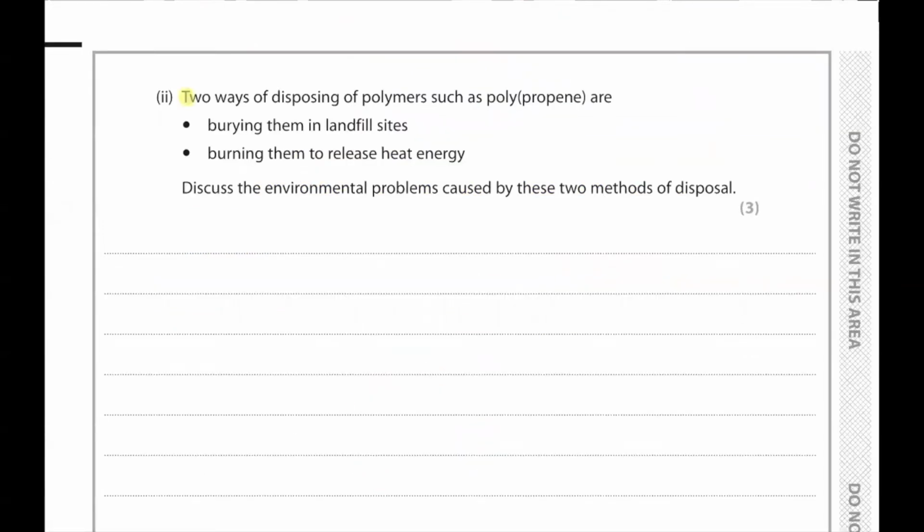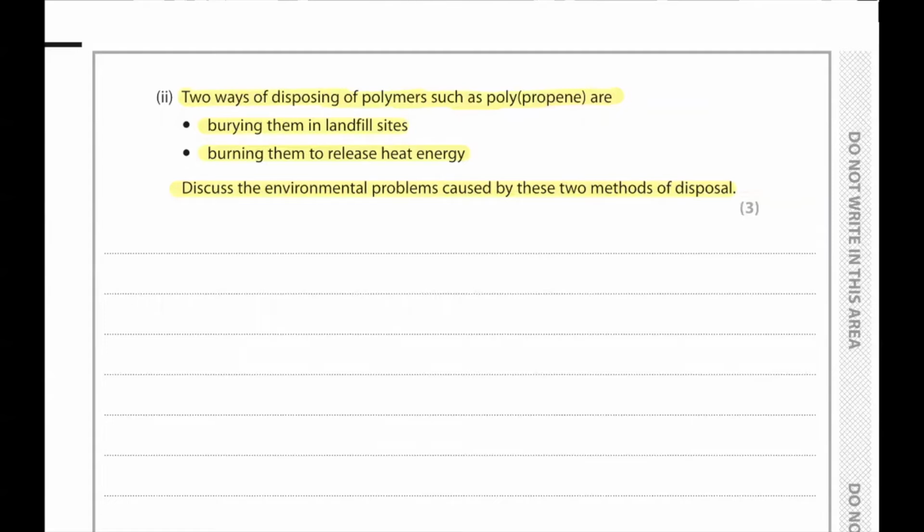Part 2. Two ways of disposing polymers such as polypropylene are burying them in landfill sites, burning them to release heat energy. Discuss the environmental problems caused by these two methods of disposal. So there are two ways of disposing of polymers such as polypropylene, and we can see that either we can bury them in landfills or we can burn them to release heat energy.